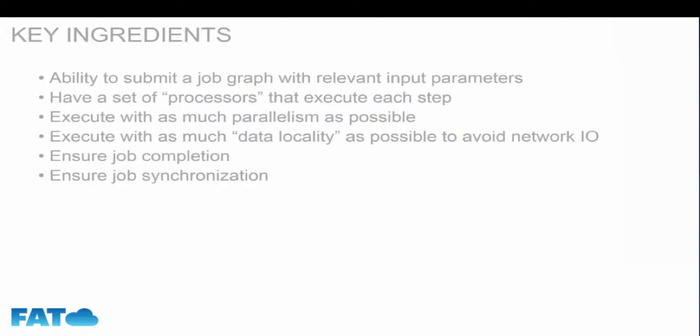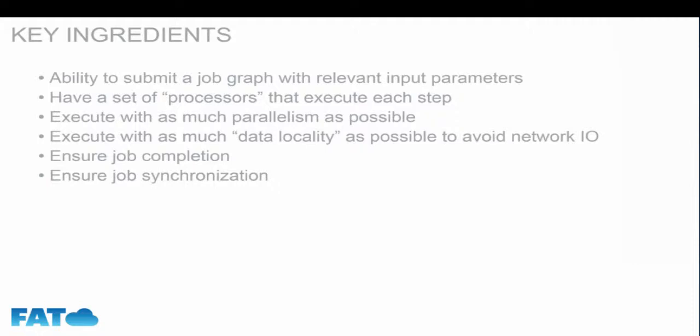So what are the key ingredients of any sort of MapReduce asynchronous processing system? We want to be able to submit a job graph with the relevant input parameters, the file name, the word stems, etc. Maybe even the chunk factor. Then we need to have a set of processors that execute each job step. The step 1, the partitioning, then the counting, and then the consolidation. We need to execute with as much parallelism as possible, as much data locality as possible.